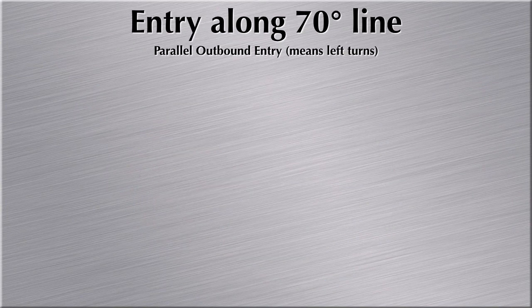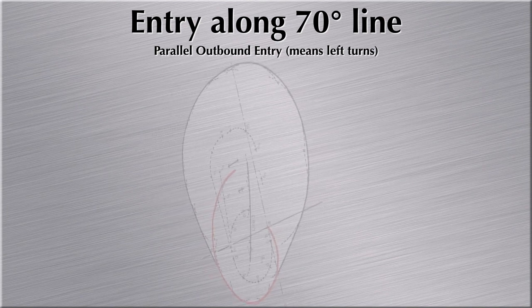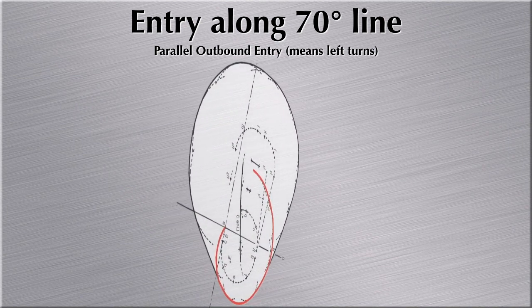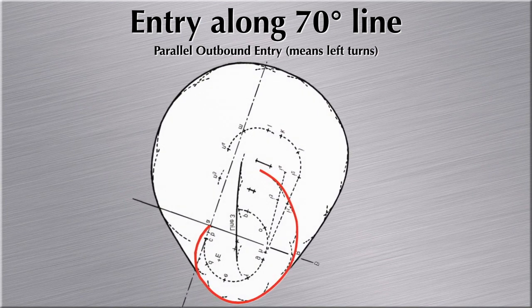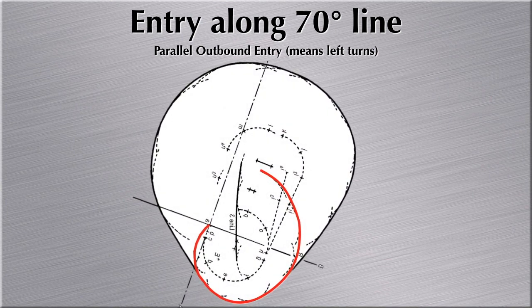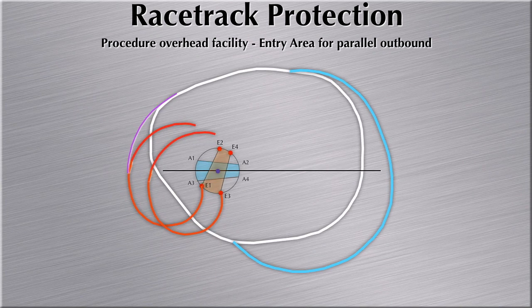To protect the parallel outbound entry flown that way, we need left turns. If you created your original template on a transparent paper, you can just flip it over. If you do your construction on a computer-aided design program, then you can just use the mirror command. So we take the rotated and flipped over template aligned with the 70-degree axis and place point A on E1 and E3 again.